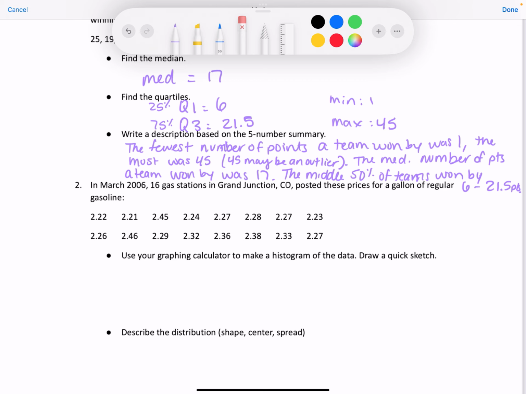All right. So, we all have our list. We're going to end up coming back and doing our 5-number summary in a minute, but for the moment, we're going to do a histogram. So, you're going to hit second y equals, which is going to bring up a stat plot, okay? If you have multiple plots on, you need to turn off all but one.